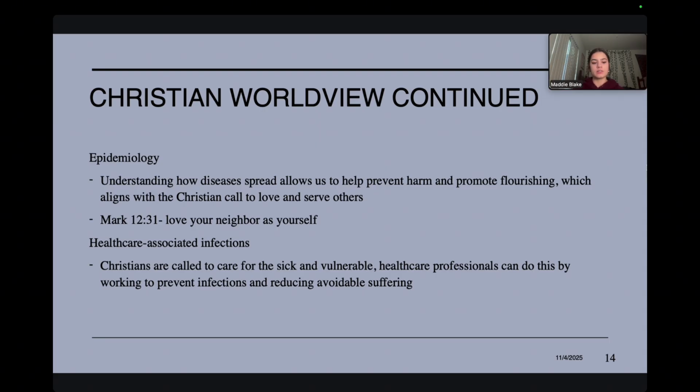For healthcare associated infections, Christians are called to help take care of the sick and vulnerable, and healthcare professionals can do this by working to prevent infections and reducing avoidable suffering. And this goes back to Matthew 25:36, when we are called to help take care of the sick and vulnerable.